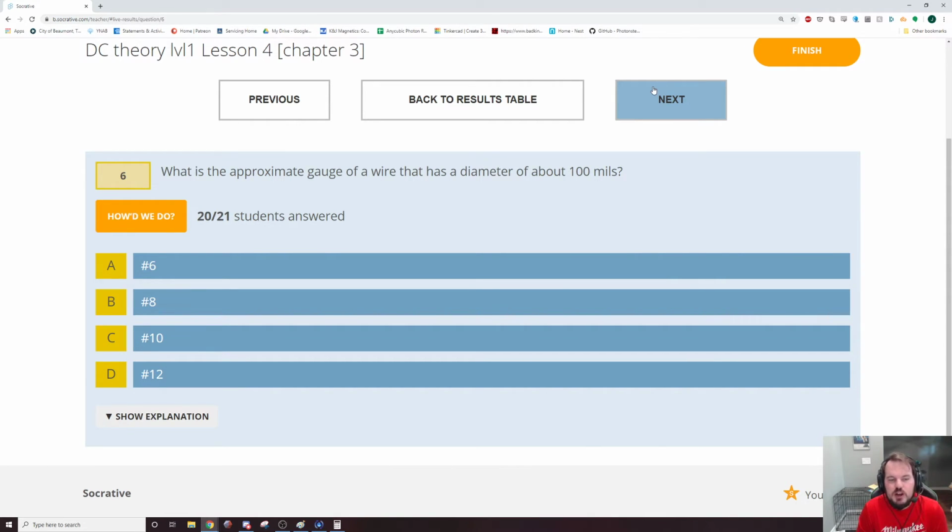What is the approximate gauge of a wire that has a diameter of about 100 mils? So in your book somewhere nearby should be wire gauges. About 100 mils is 10,000 circular mils. So which size of wire is about 10,000 circular mils? In your code book, which you don't need to get out right this second, Chapter 9, Table 8 will give you all the wire sizes based on circular mils.